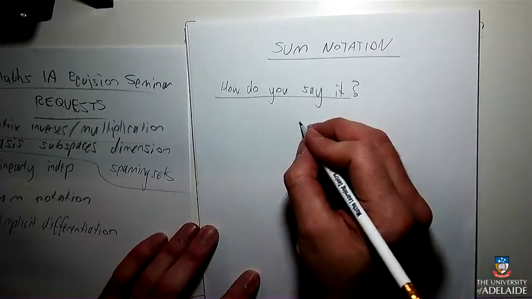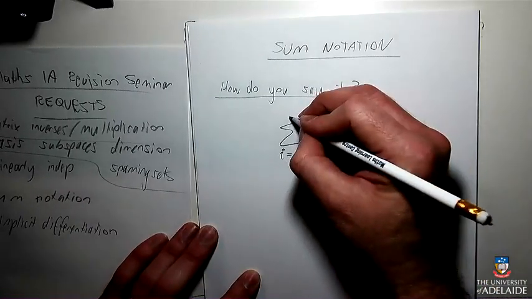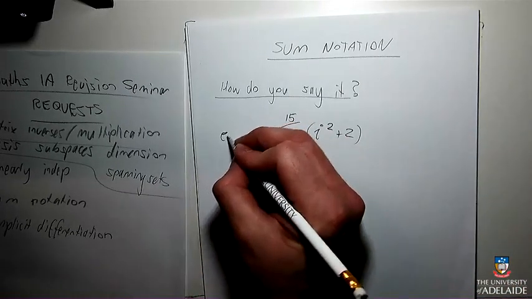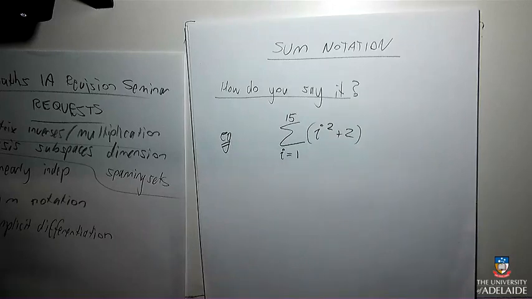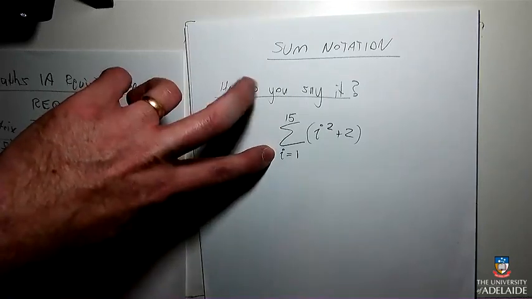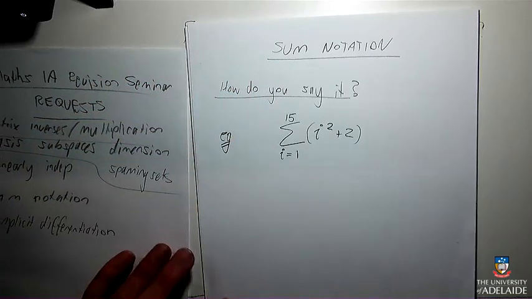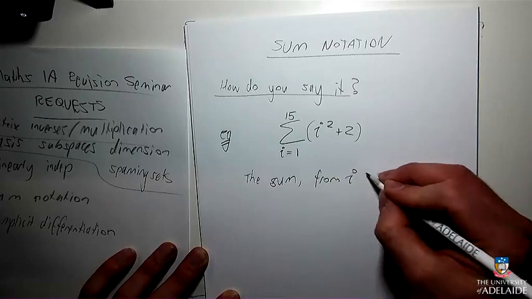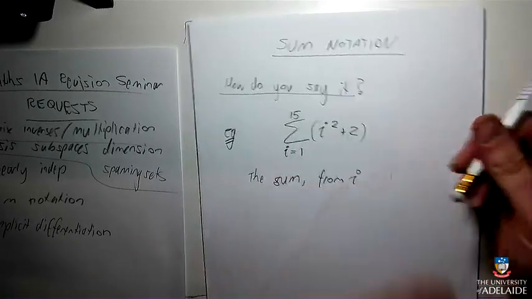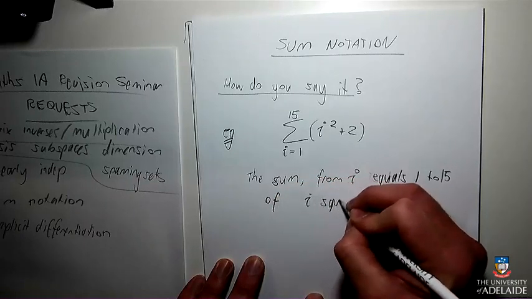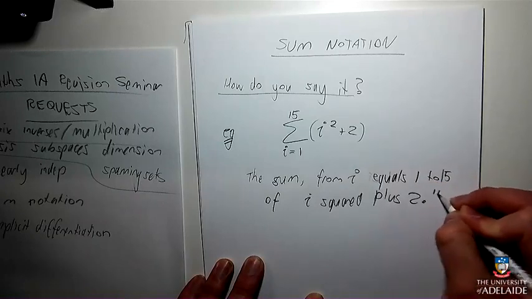So, we use this letter, and it normally looks something like this. That's just an example. So each part of this you need to say in the right order so that you can say it correctly. This thing is read aloud as the sum of. But we normally put the information about I in between the word sum and the word of. So it's the sum from I, actually you usually say equals 1 to 15 of I squared plus 2. That's how you would say it.